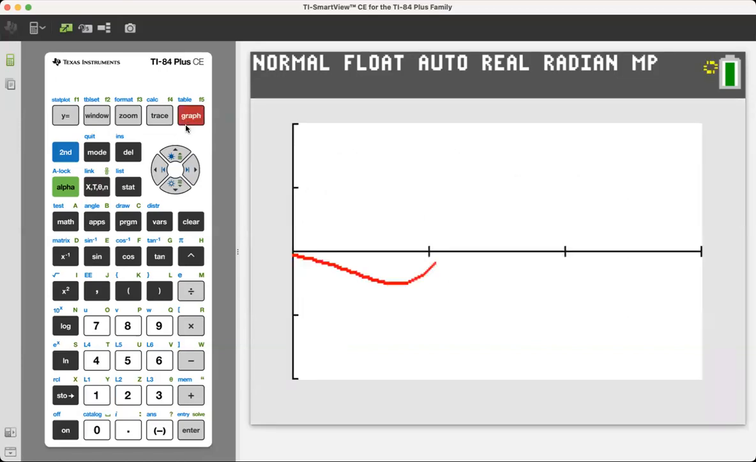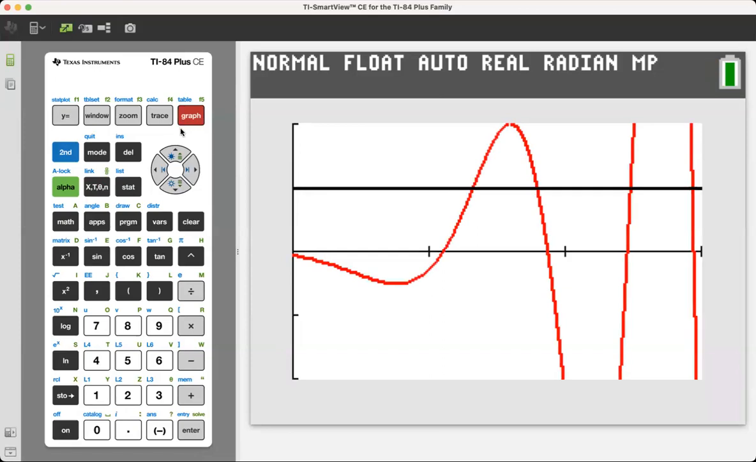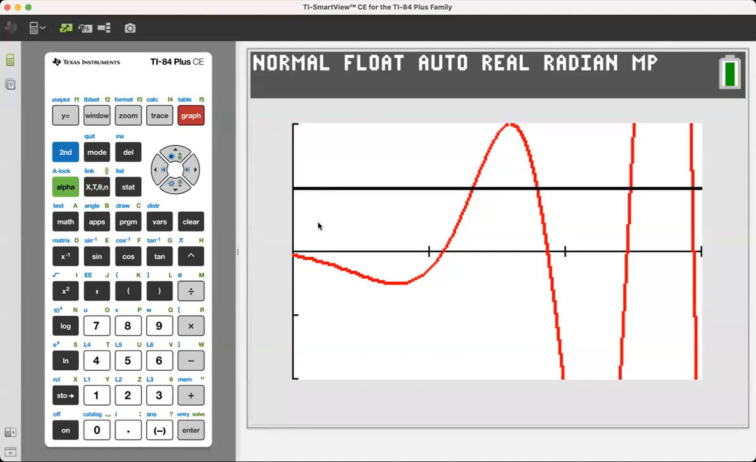Now I'm hitting graph. This red curve is literally the plot of acceleration, and the black line is showing an acceleration of 1. So when do we hit an acceleration of 1? We hit it here, here, here, and here. So there's literally 4 times at which the acceleration is exactly positive 1. So how do you find this one?